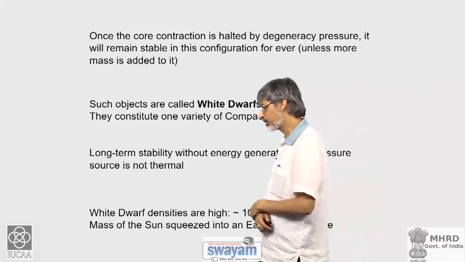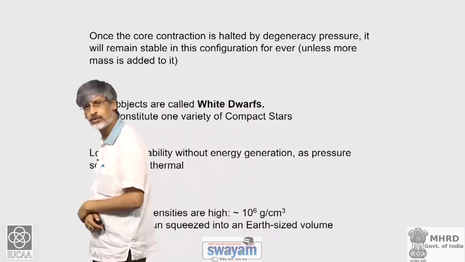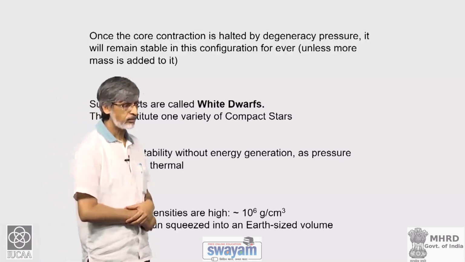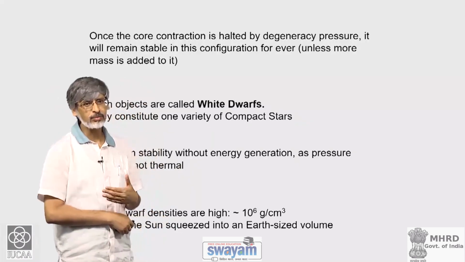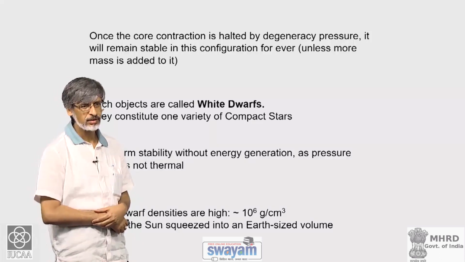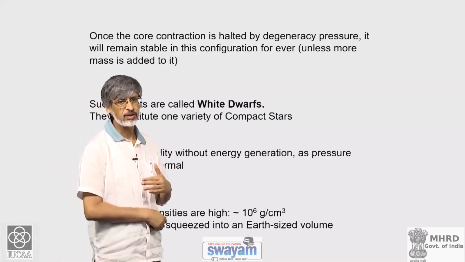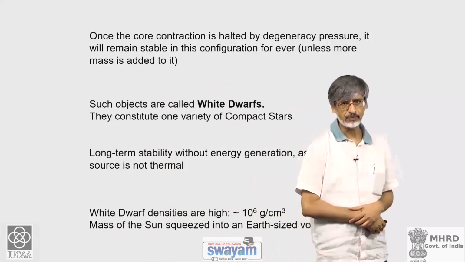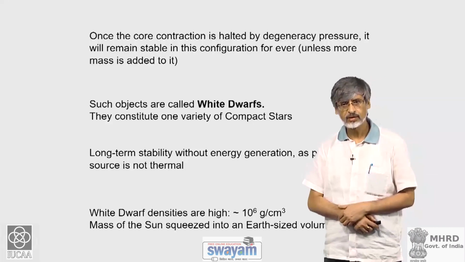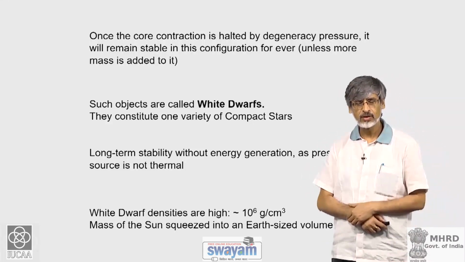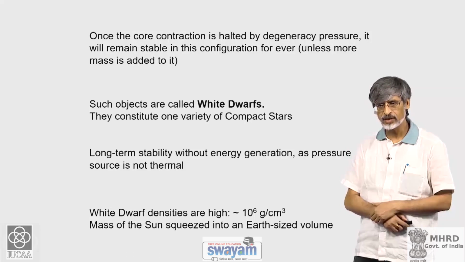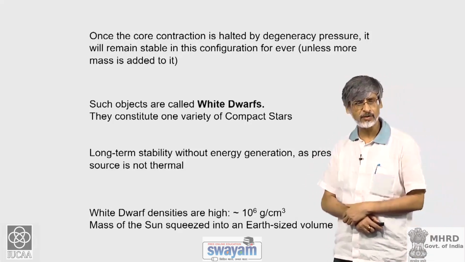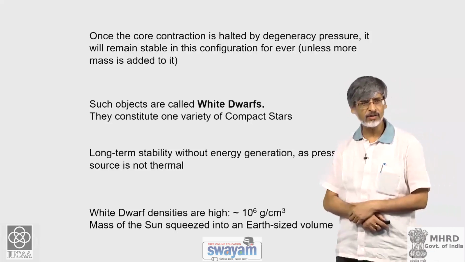So, compact stars as a family we will define as stars which have long term support against gravity without thermal pressure, and white dwarf is one example of it. And they are compact because for the electron degeneracy pressure to be sufficient to stop gravitational collapse, you have to squeeze the electrons really hard.